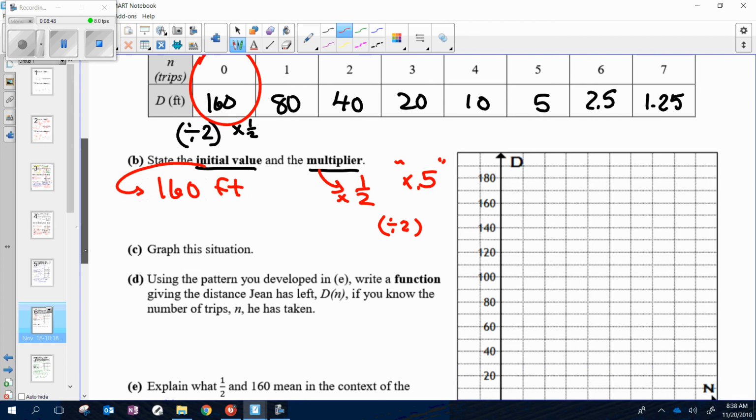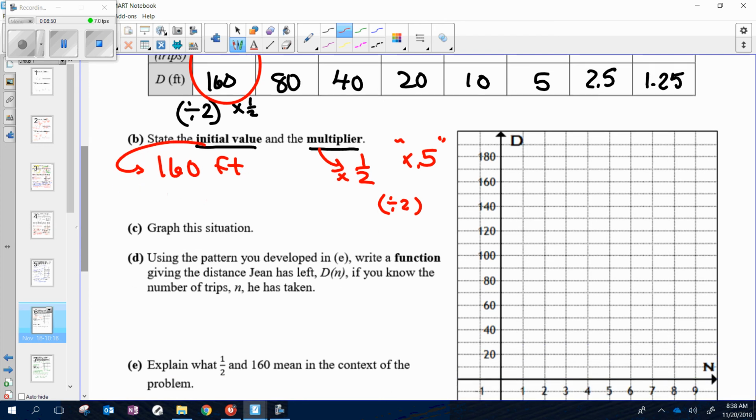Graph the situation. All I'm doing is plotting the points. So 0, 160. After 1, we're at 80. First trip down to 80. Second trip, we got 40 feet remaining. Third trip, 20. Fourth trip, 10, 5. And then we're getting so close, I can barely plot the points. Again, if I plotted that too quickly, you turn off the video and plot your points.